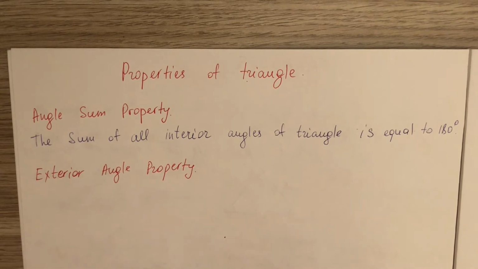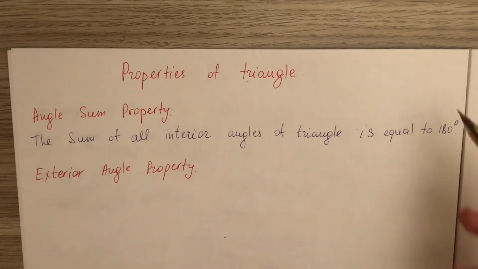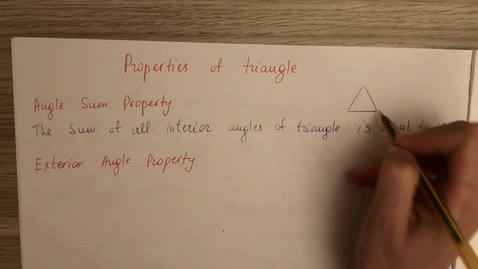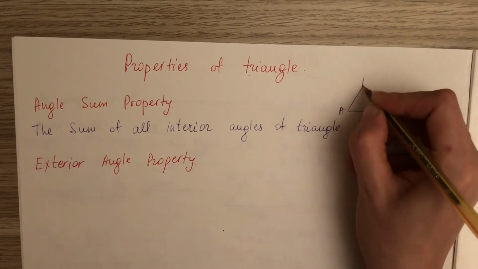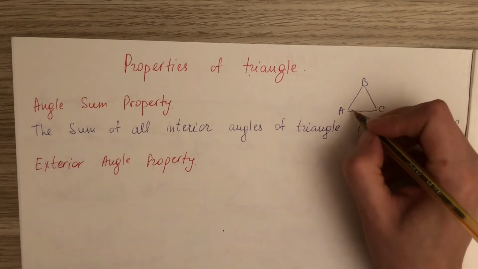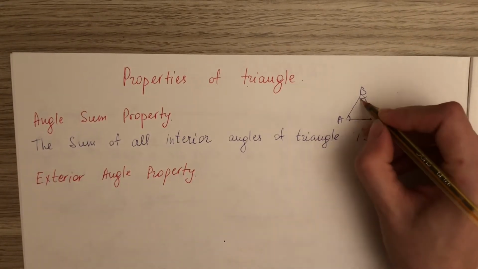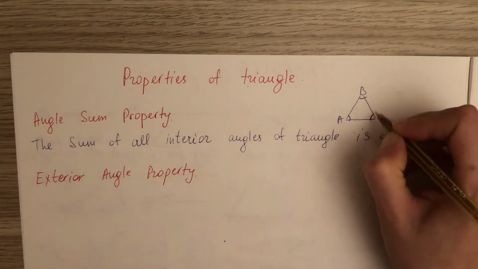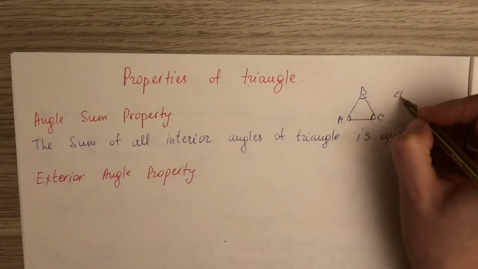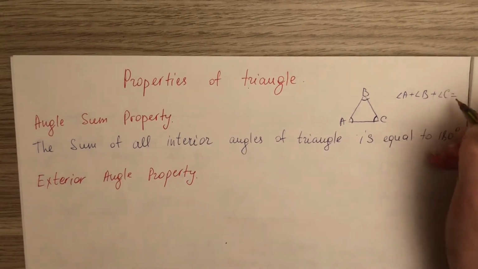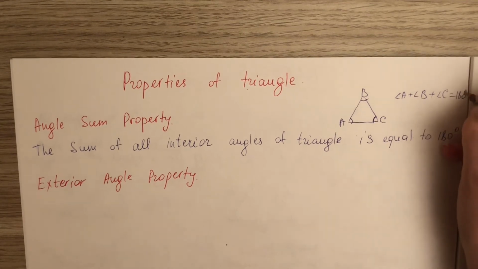Our first property is angle sum property. The sum of all interior angles of a triangle is equal to 180. For example, this is a triangle, and let's name it A, B, and C. Angle A, angle B, and angle C are called the interior angles. So the sum of these three angles is equal to 180 degrees.